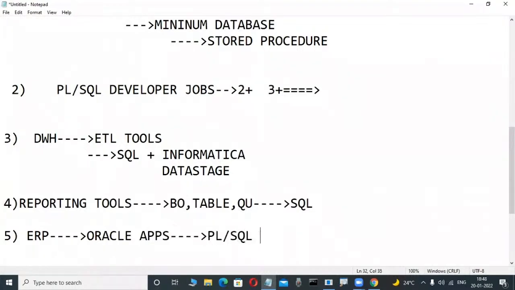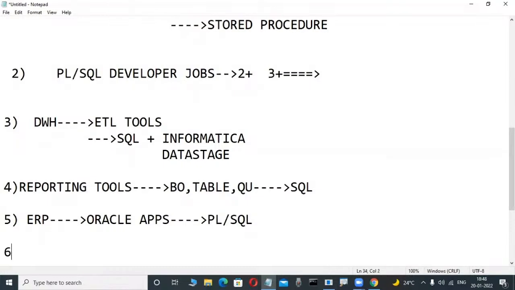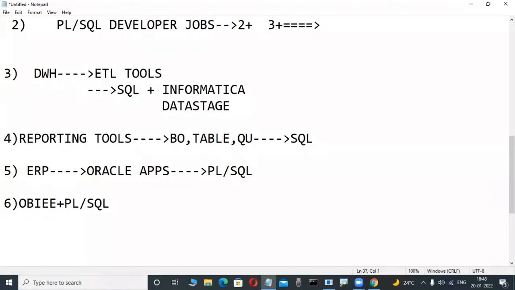Those persons are also learning these courses. Again, OBI programmers are there. OBI is a product, and there are jobs with PLSQL as well. Those persons are also learning these courses. Again, those are different persons.